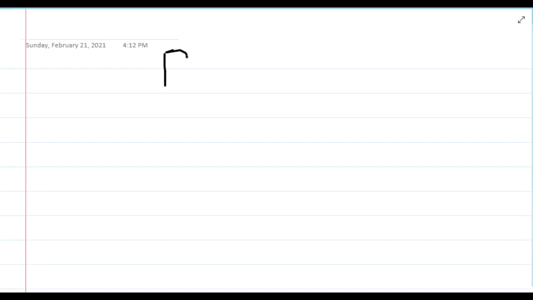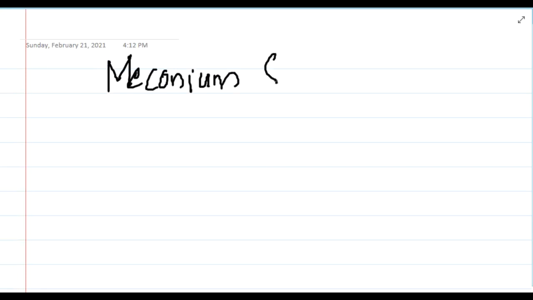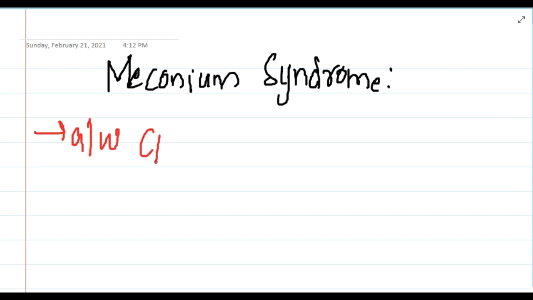Hello friends, let us now learn some important points about the next disease, that is Meconium syndrome. Meconium syndrome is a group of gastrointestinal disorders which are seen in children, and this is most commonly associated with cystic fibrosis.